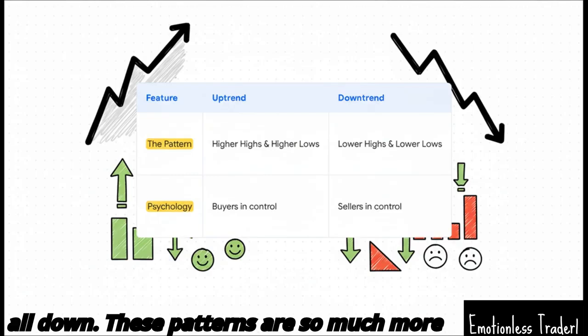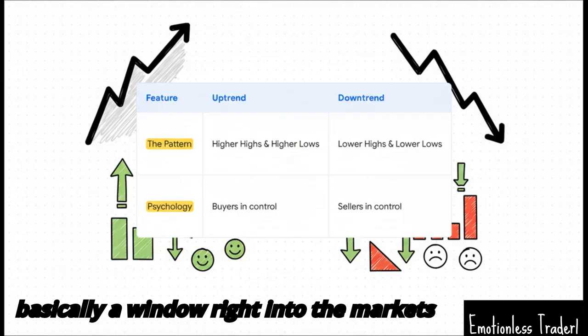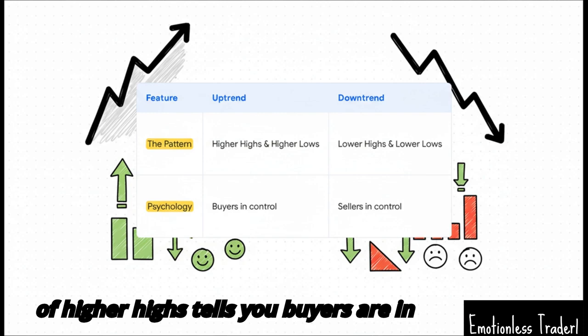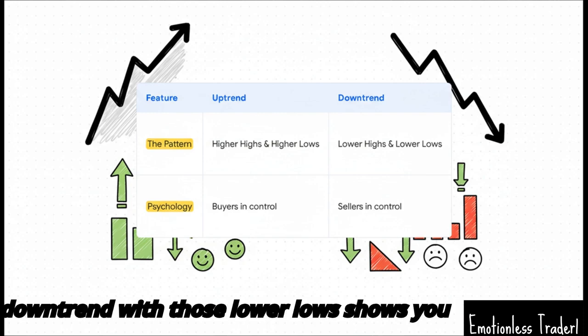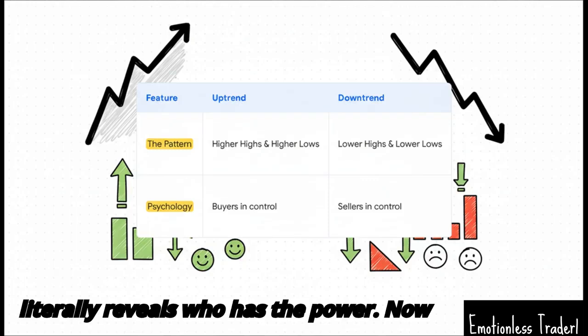These patterns are so much more than just shapes on a screen. They're basically a window right into the market's mind. An uptrend with that steady march of higher highs tells you buyers are in control. They're feeling confident. A downtrend with those lower lows shows you the sellers are dominant. The pattern literally reveals who has the power.